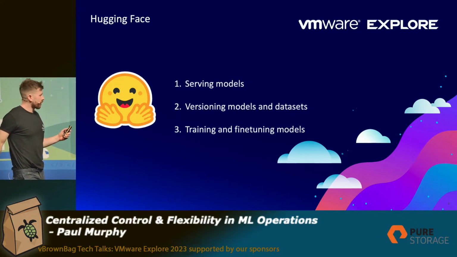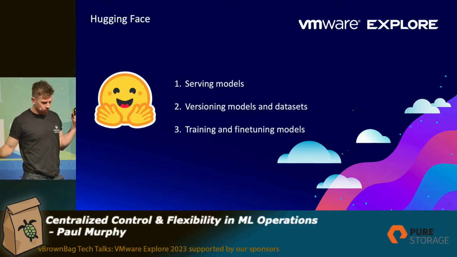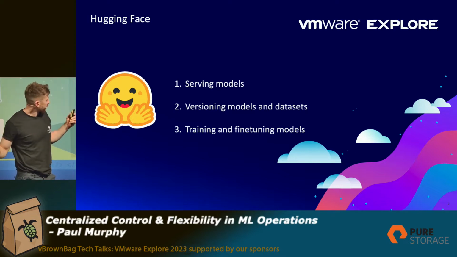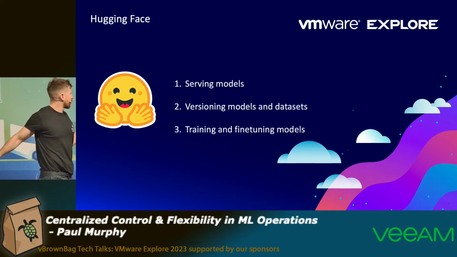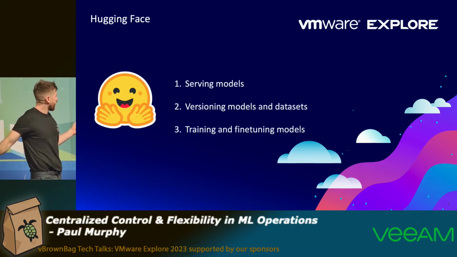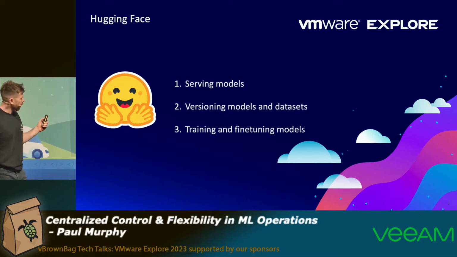So that's what we're going to do today. We're going to use the Hugging Face SDK to create a model, and we're going to see what problems we see, and then we're going to see how the centrally controlled system can help address those.